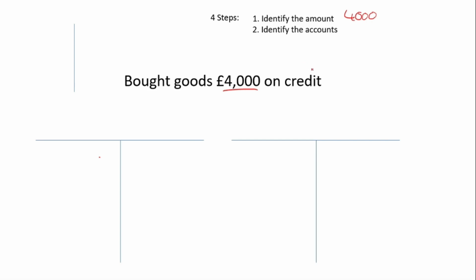Well, because we bought something on credit, it's going to affect the trade payables, which is known as supplier. And because we bought on credit, we haven't paid the money on the day we bought the goods. So we're going to write purchases account.